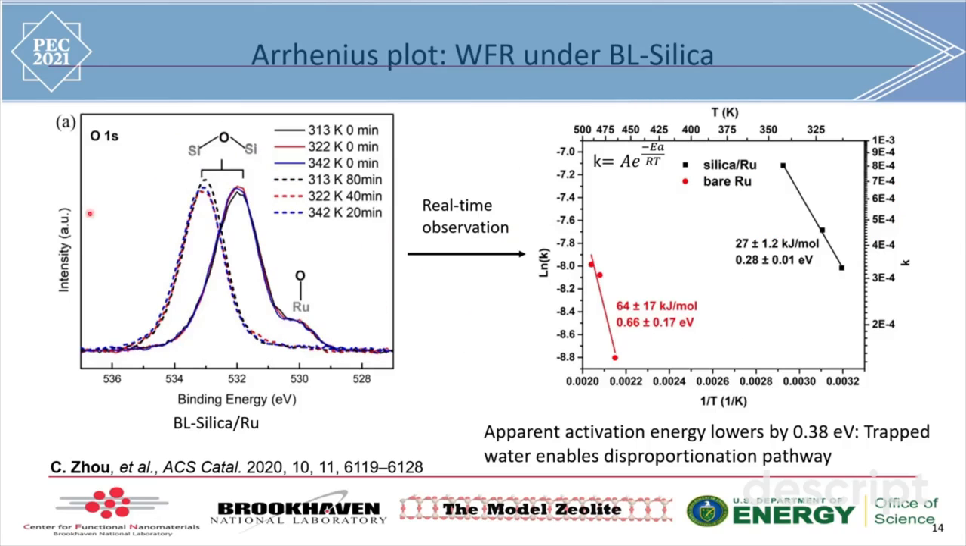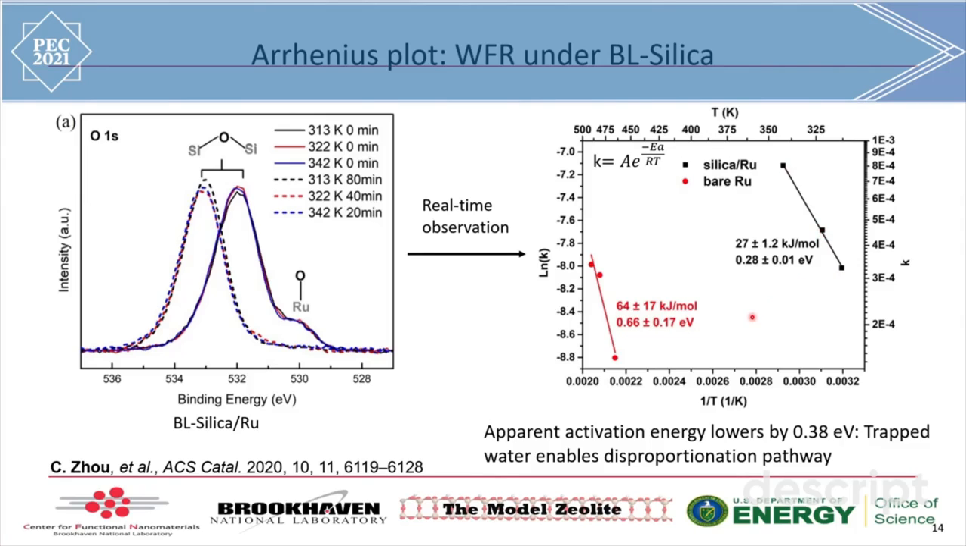And after acquiring the oxygen 1s core level spectrum with time, we can plot the peak area of the chemisorbed oxygen as a function of time to get the reaction rate of the water formation reaction on bilayer silica ruthenium. And we can do similar things to acquire the reaction rate for the bare ruthenium. And based on the Arrhenius equation, when we have the reaction rate at 3 different temperatures, we can extract the apparent activation energy by fitting these data points.